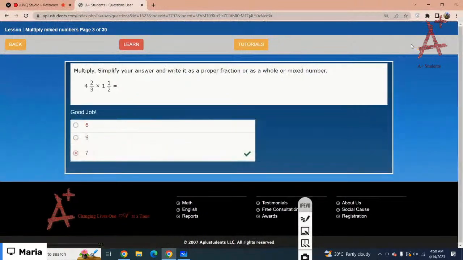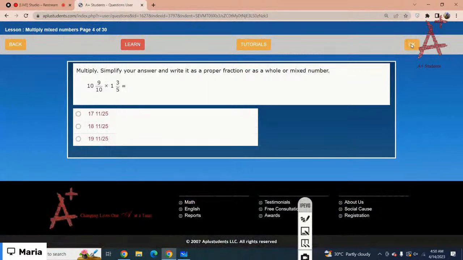So multiplying fractions is very easy. You just have to multiply numerator times numerator and denominator times denominator. Then you have to divide the answer by a common number and you can simplify the answer. Got it?